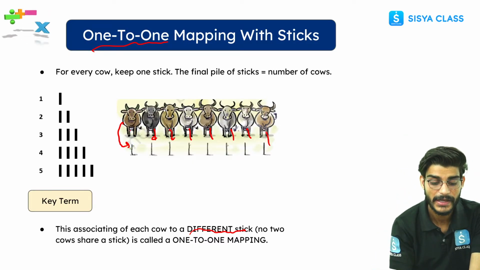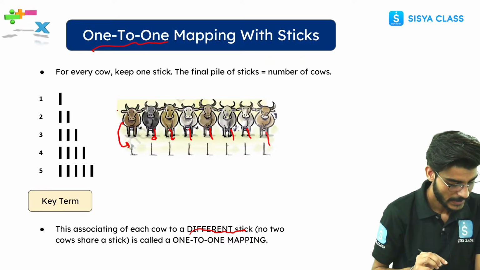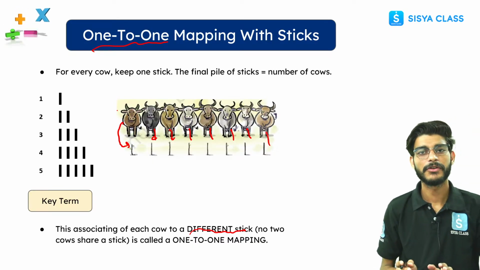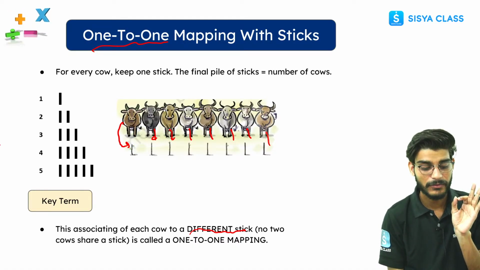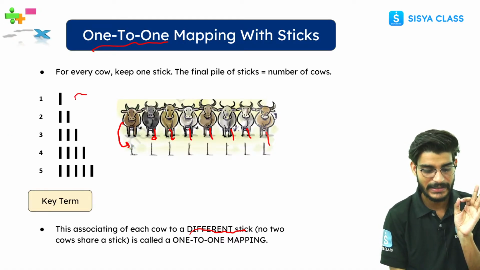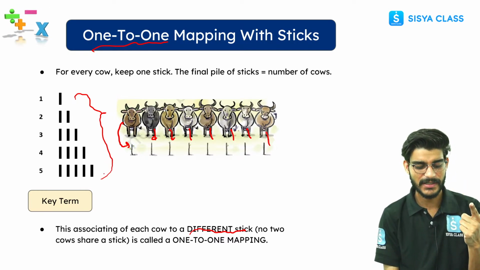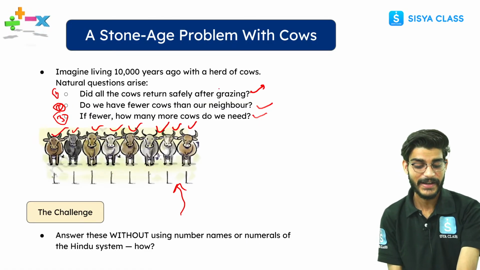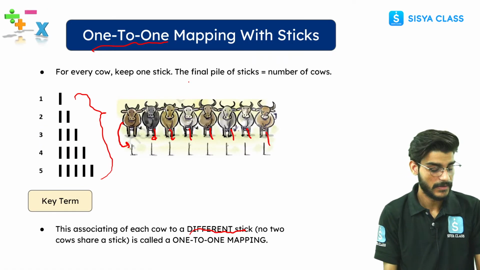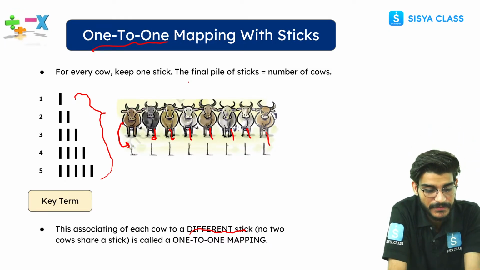This is called a 1-1 mapping, because for every cow we are giving one stick, right? Yes or no? At the end, they just see the number of sticks there, and that is how they find whether the cows returned safely after grazing or not. Okay, this was the answer for his first question.